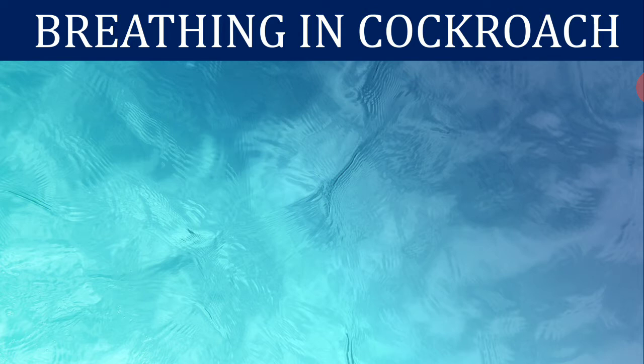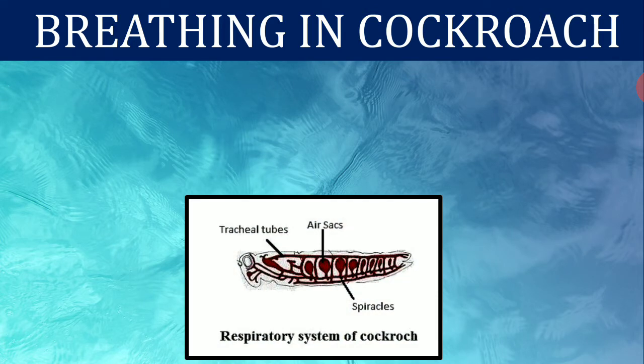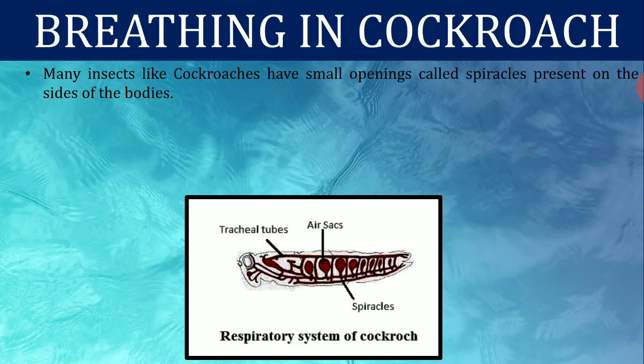Let us take the example of the cockroach and see how breathing takes place in it. See, children, the diagram given shows you the air sacs, the tracheal tubes and the spiracles that are present in the cockroach. The respiratory system of the cockroach consists of the air sacs, the spiracles, and the tracheal tubes. Now let us come into the details of the breathing system of the cockroach.